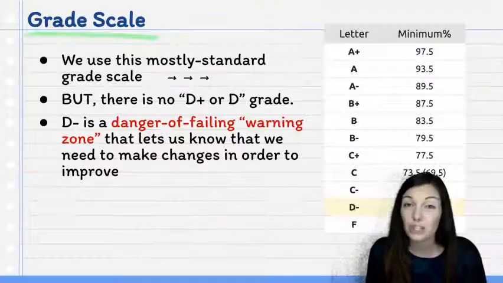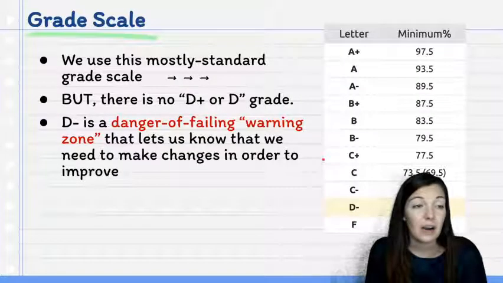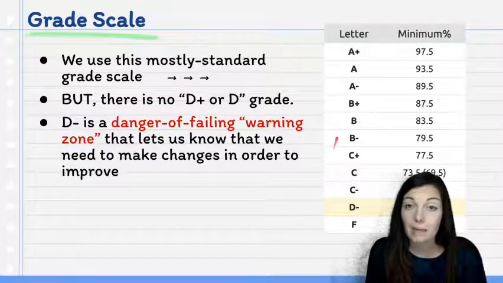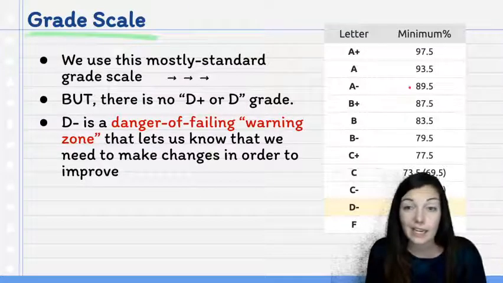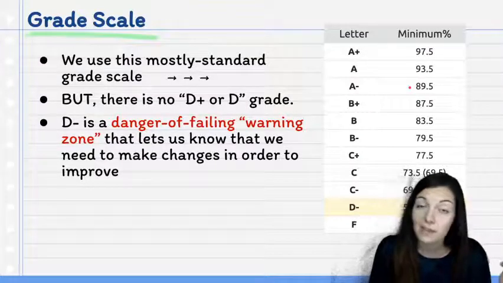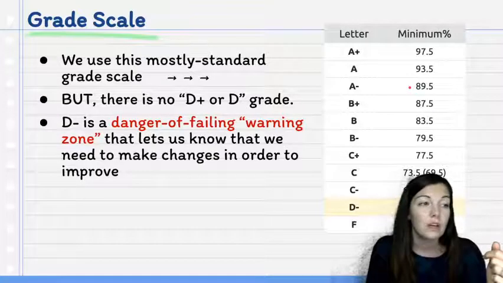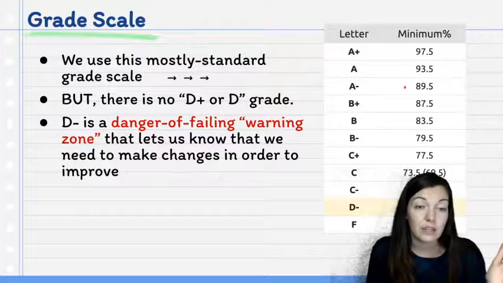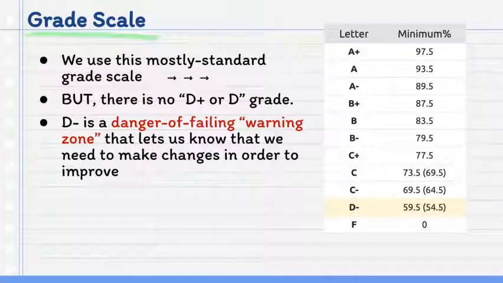We use a pretty traditional grade scale here. You can see I set my gradebook to automatically round up for you. So if you're earning an 89.5, yep, that's an A-, that's a 90%. So the difference is that we don't have any D+ or D category. We just have a big D- category.